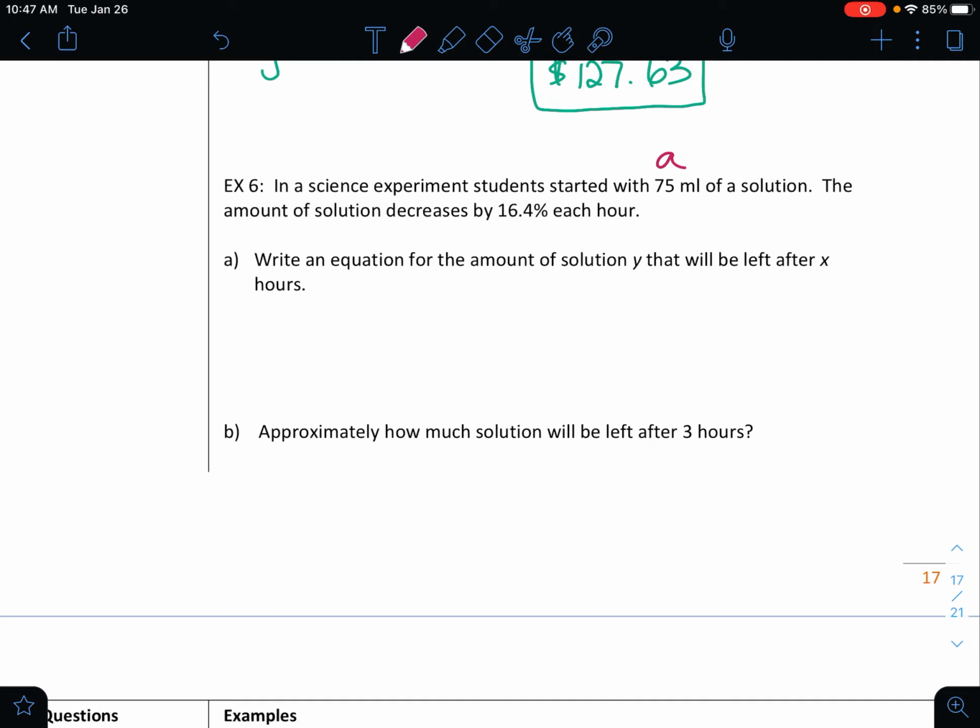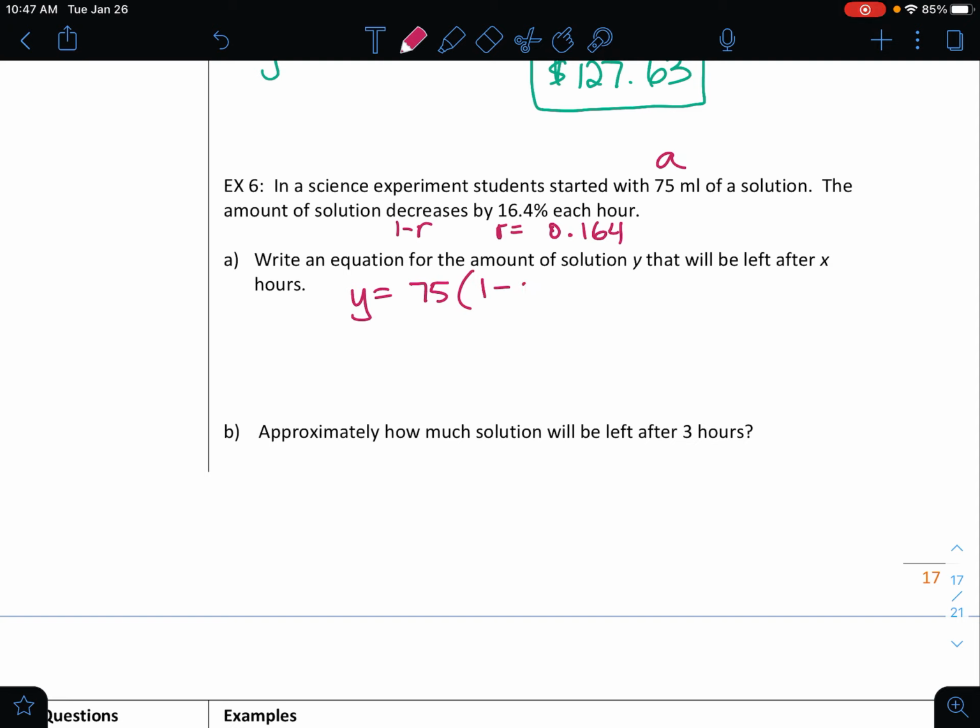All right, starting with 75 milliliters, the amount of solution decreases, so I'm going to write 1 minus r here just to remind me. Now, I need to convert that to a decimal. Divide by 100, or move the decimal point to the left 2 spots. So my rate is going to be 0.164. All right, write an equation for the amount of solution y that will be left after x hours.